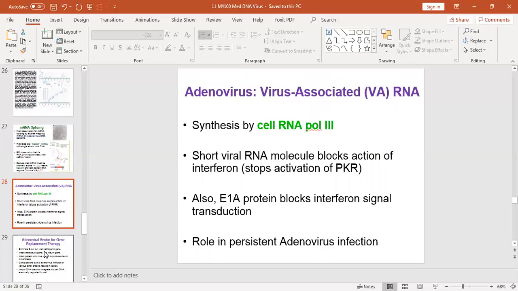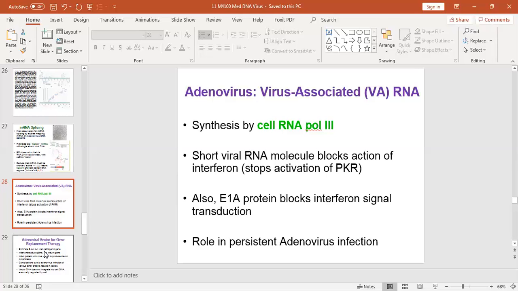Moving to slide number 28. Adenovirus, we have virus-associated RNA. What is this? It's an RNA that is being synthesized by host cell RNA polymerase 3. These are small or short viral RNA molecules. And what do they do? They block the action of interferon.